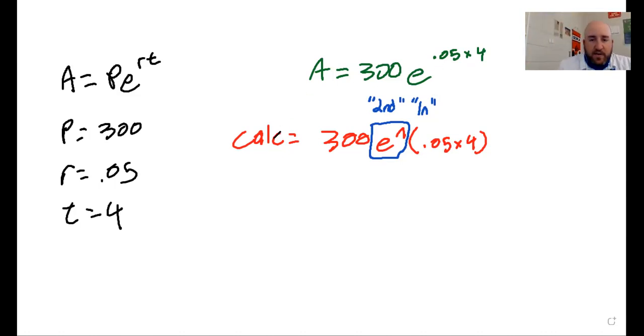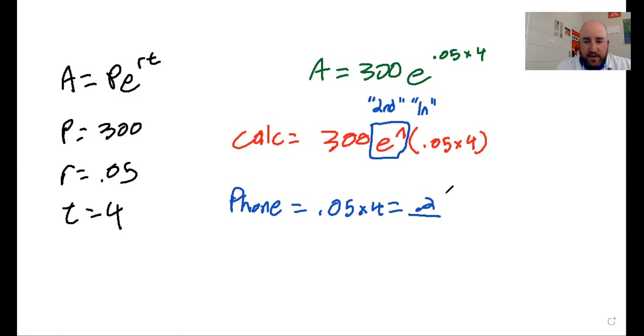If you're doing it on your iPhone, one of the phones, I think it was a Samsung, somebody had it and it did it a little differently. I'll get to that in a second. So 0.05 times 4 is going to give you 0.2. On the iPhone I know it does this, and I'm pretty sure it does it on the Android too, but maybe the Android's different. You have to go find that e to the x button.